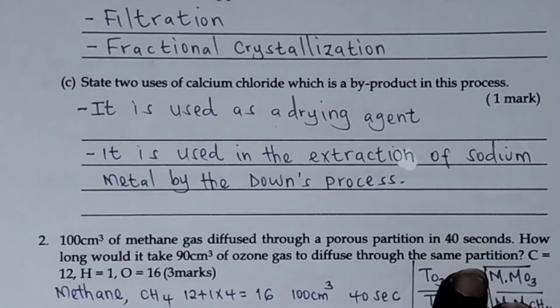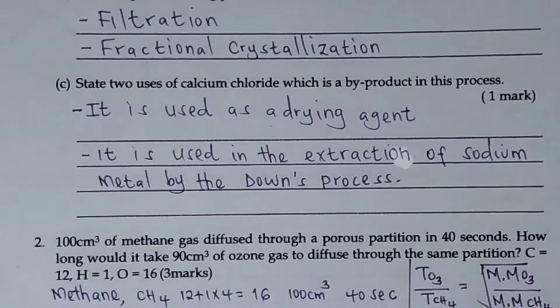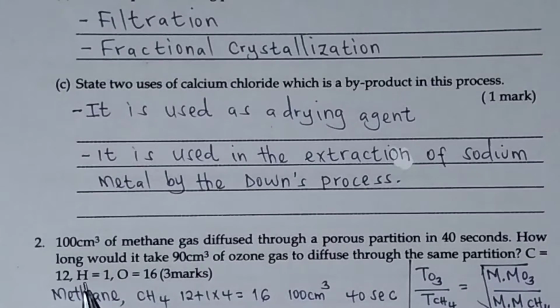Question number 2. We are told 100 centimeter cube of methane gas diffused through a porous partition in 40 seconds. How long will it take 90 centimeter cube of ozone gas to diffuse through the same partition? In brackets, we are given the relative atomic mass of carbon as 12, hydrogen as 1, and oxygen as 16. The question carries 3 marks.